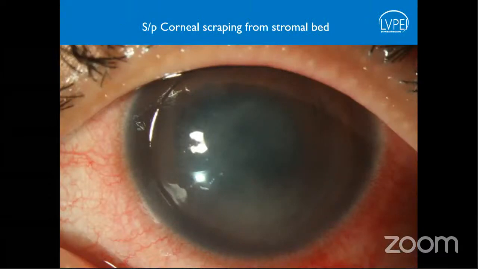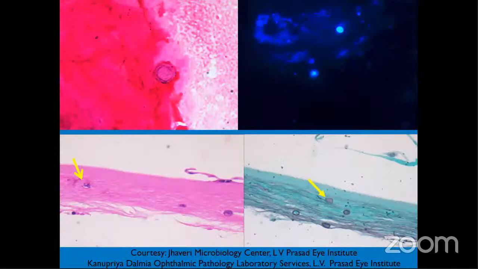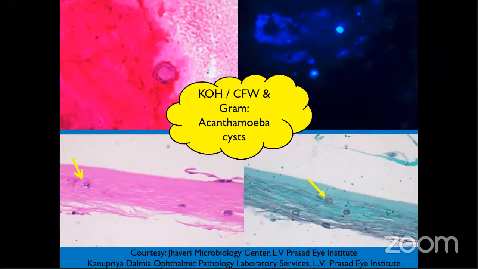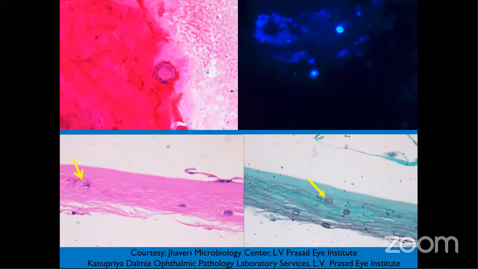To establish a microbiological diagnosis, we lifted the LASIK flap and scraping was done from the stromal bed. The unsalvageable part of the flap was amputated. Next, please. Gram staining was done. In the Gram stain, we could see hexagonal double-walled cysts of Acanthamoeba, and in 10% KOH and 1% calcofluor white stain, we could see fluorescent Acanthamoeba cysts. The excised LASIK flap also showed double-walled cysts of Acanthamoeba.